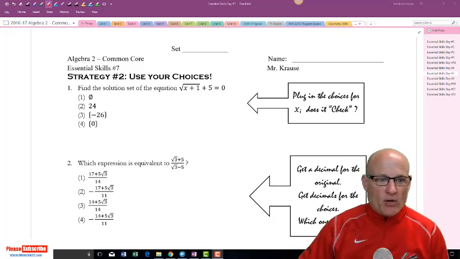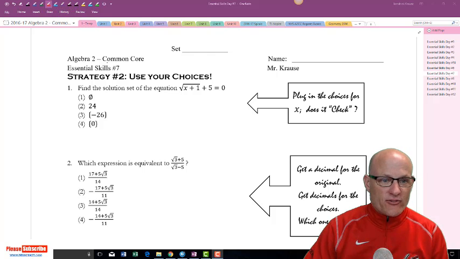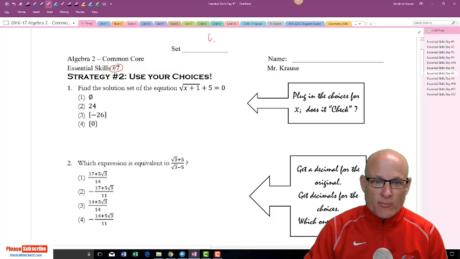All right, kids, here we go. What we're going to do, well, these are essential skills. This is essential skills number 7. I've got a bunch of them over here to try. There's a bunch more coming.